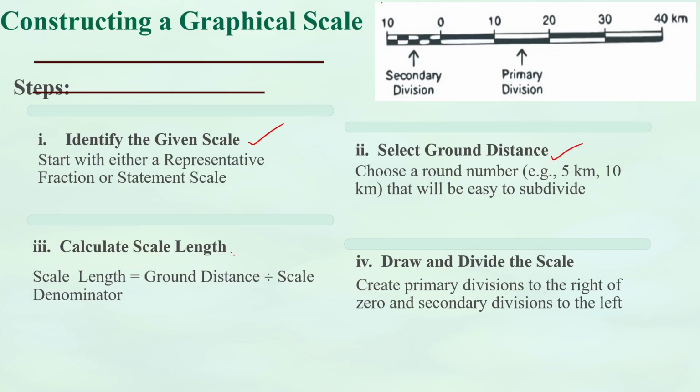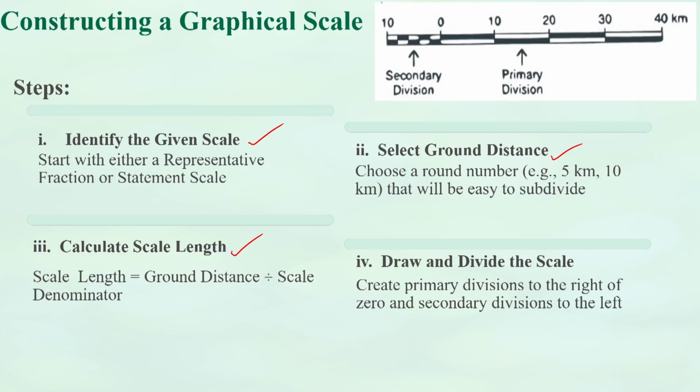Third step, as you see on the screen, is to calculate the scale length. After choosing the ground length, we can fix the scale length. For example, if 1 centimeter is going to represent 1 kilometer, and we want to represent 5 kilometer on the ground in the scale, then here we can draw a 5 centimeter length full scale. So, we need to decide the scale length after choosing the ground length.